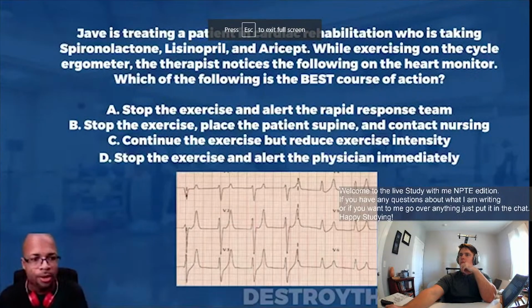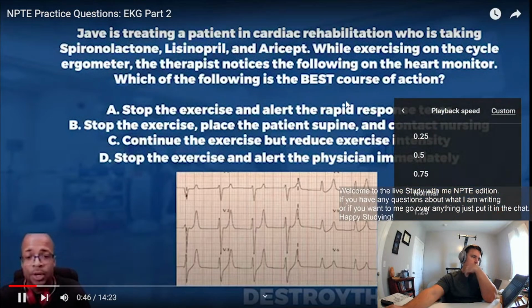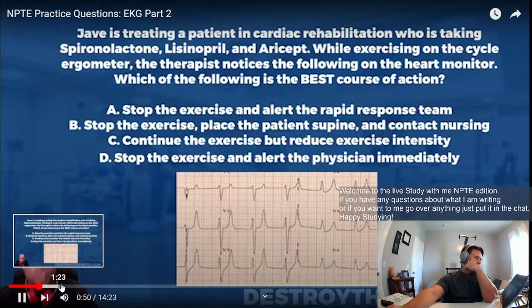Following on the heart monitor. Which of the following is the best, or what was the wrong course of action? Now, for those of you on the podcast right now, you may have heard me pause a little bit and say the therapist notices following on the heart monitor, and that's because there's actually a picture that I'm going to explain to you here in a moment, so everybody has an equal opportunity for dominating this, all right?